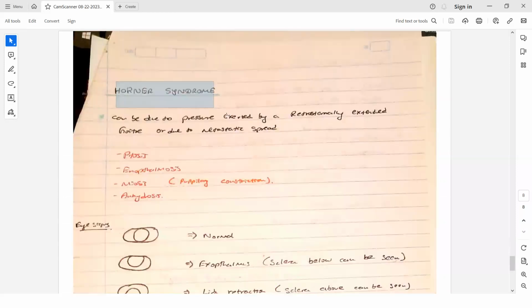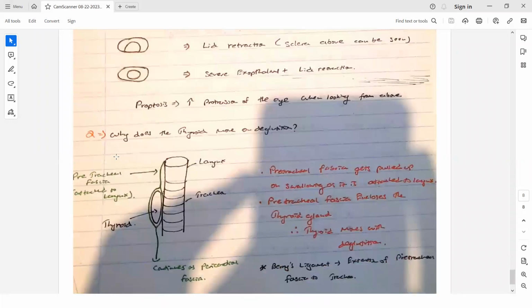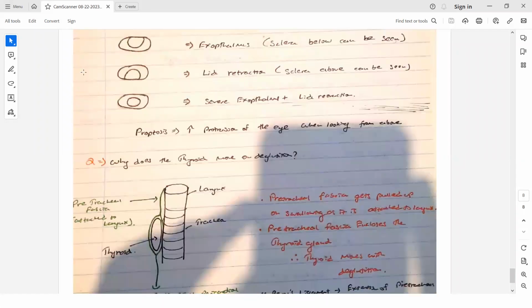Horner syndrome can be due to the pressure exerted by a retrosternally extended goiter or due to metastatic spread. So ptosis, enophthalmos, miosis, and anhidrosis, all those can occur. That's the thyroid history and examination.